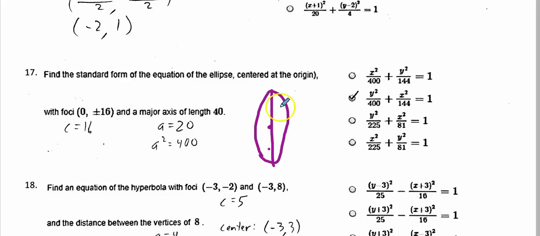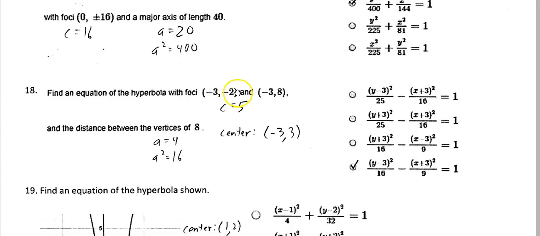Now I know this number needs to be going up and down, or in the y direction. So I was looking for a 400 underneath the y variable. This one doesn't have that. This one doesn't have that. And this one doesn't have that. So just by knowing which variable a goes with, I was able to pick the correct choice.